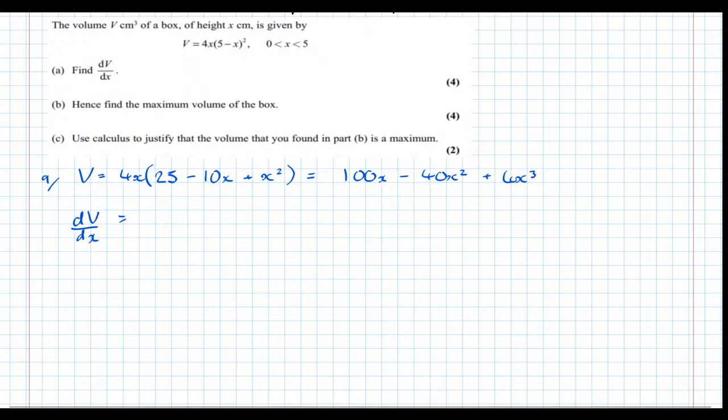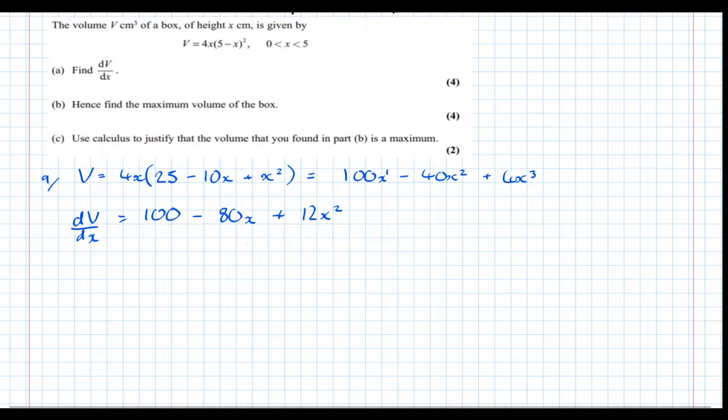So dV by dx is equal to 100. Remember, to differentiate, you times by the power, take 1 from the power. The power there isn't written, it's actually power of 1. If we times by 1, then take 1 from the power, we get 100x to the 0, which is just 100. Here, times by the power, we get 80x to the power of 1. Plus 12x squared. And there we have it. We found dV by dx as required by the first part of this question.